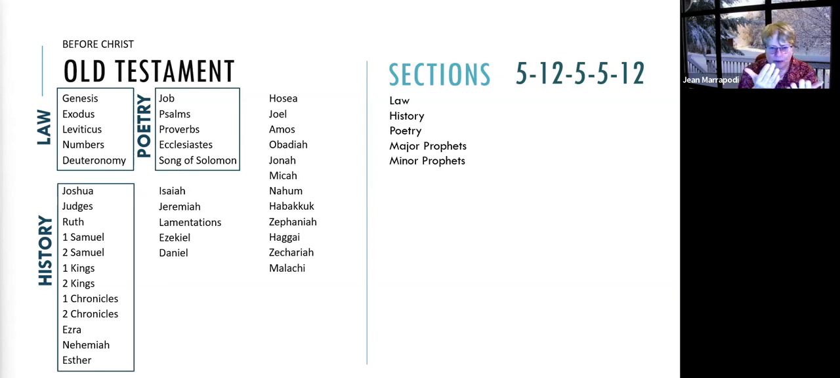The Song of Solomon is a love story between a man and a woman. And some people talk about it as a demonstration of married love. Some people talk about it as an allegory of the bride of Christ, the Christ and his bride. It's very sexual in there.